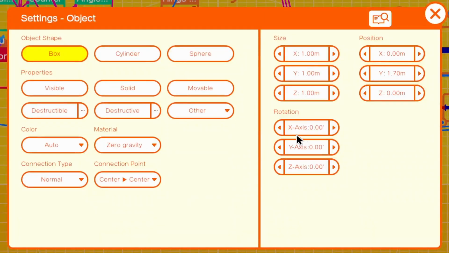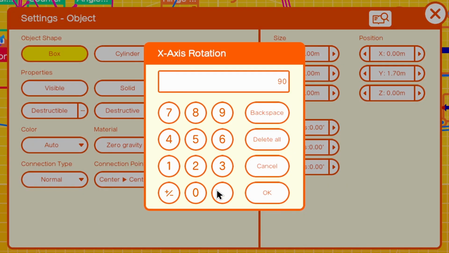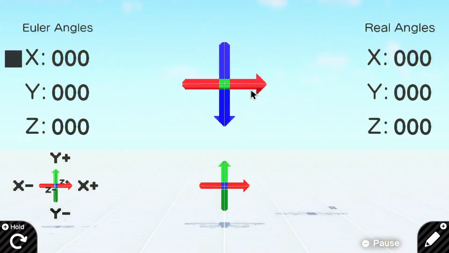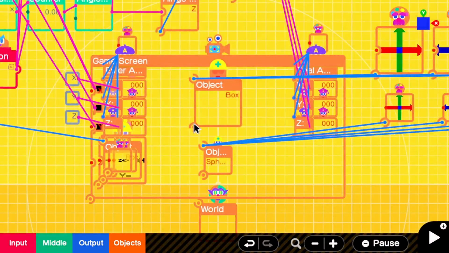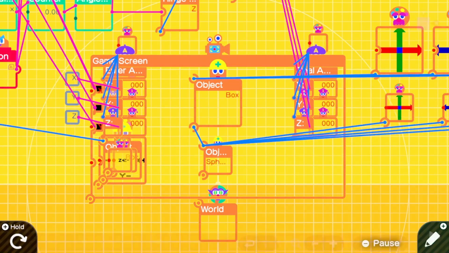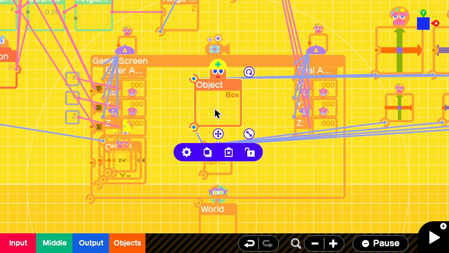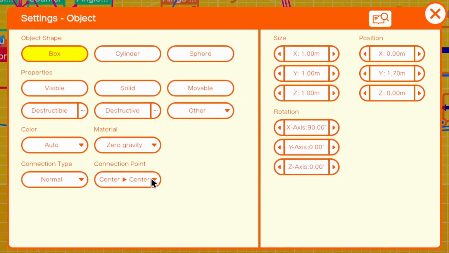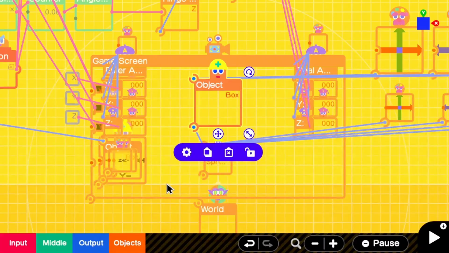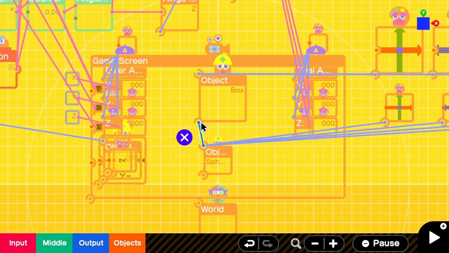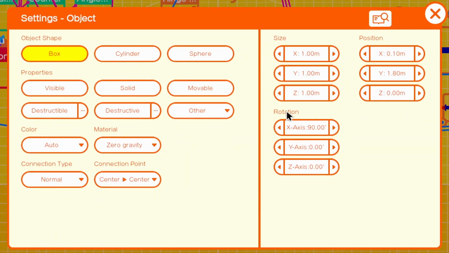Now, if we try to rotate our first object here, it's going to be rotated like that and connected to this other object. You'll notice that the object goes back to its original rotation. Now, this all depends on how the connection settings are set. So in this example, the connection point is set to center center. So if the connection point is set to center center and the object is connected on top of another object, anything that you put here in the rotation settings will be ignored.